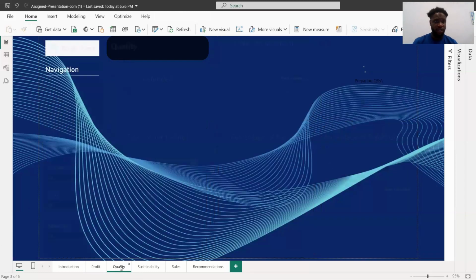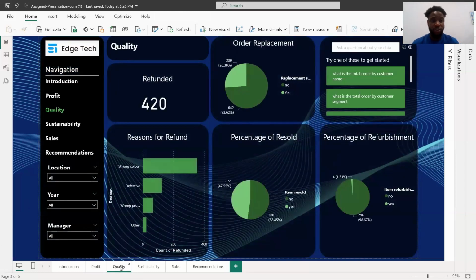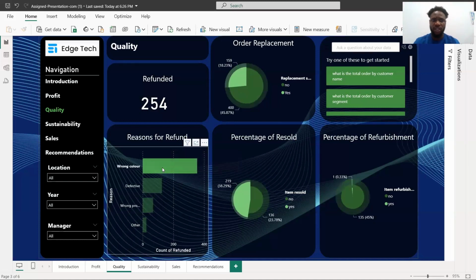And moving on to the quality, from what my colleague has explained about the profits, we could find out that some of our items were refunded, maybe due to the lack of quality. And if you check the main reason for the refunds, it is basically the wrong color. Here you can see that almost 254 items were refunded, which is more than half of total items refunded, which is alarming.